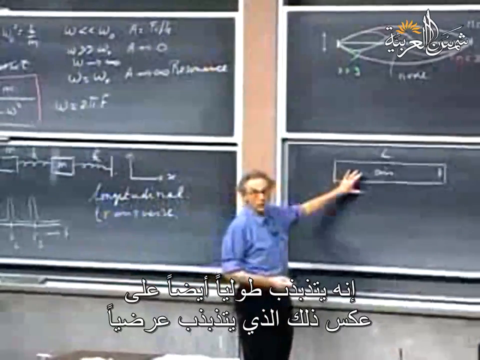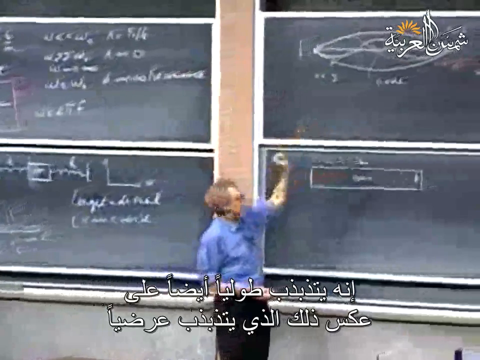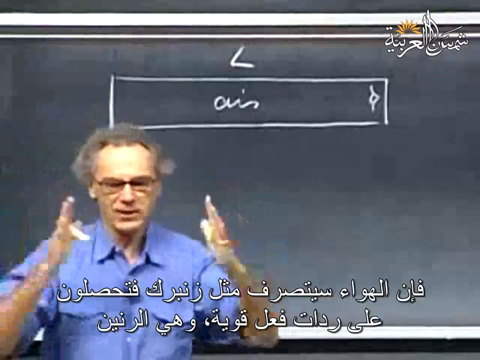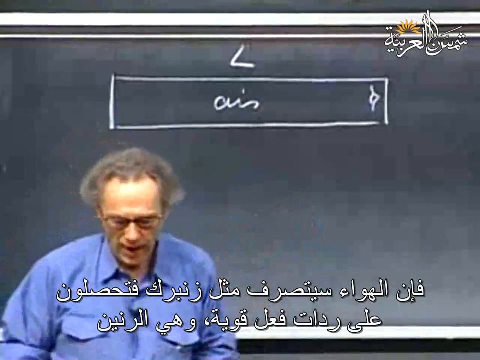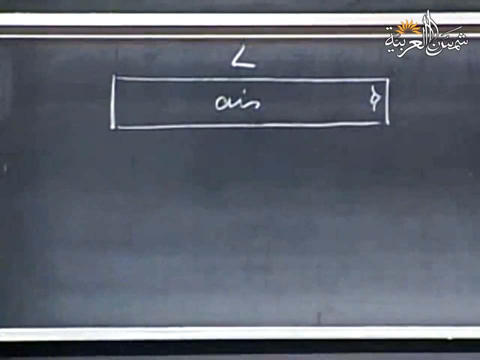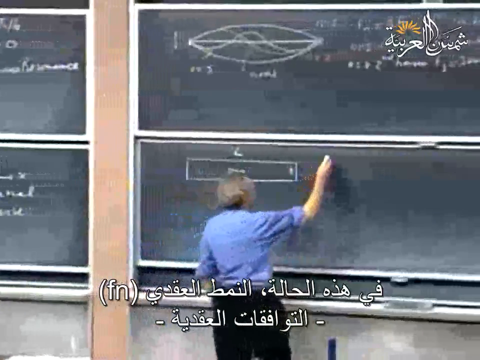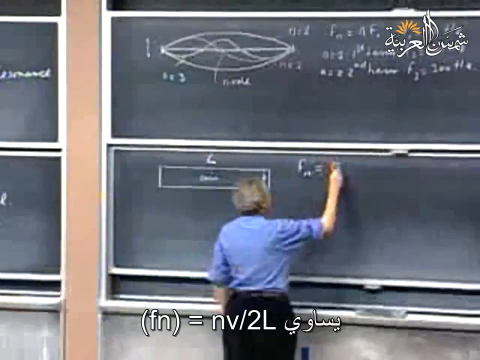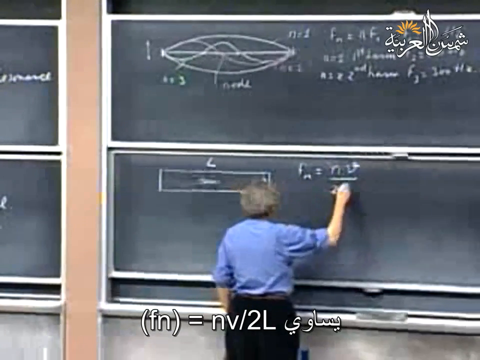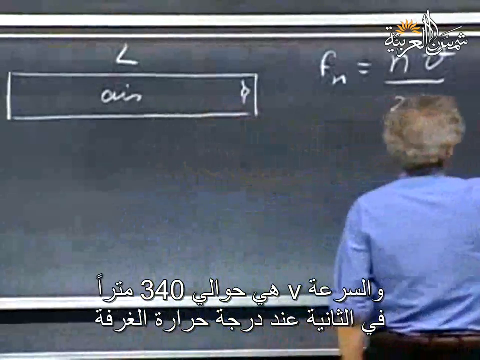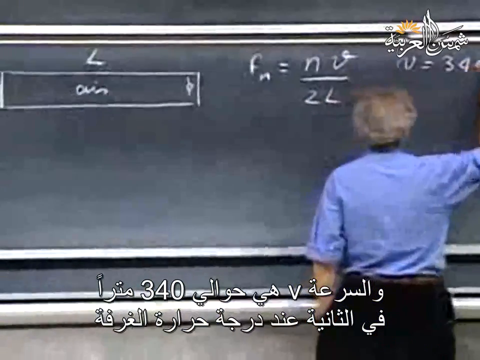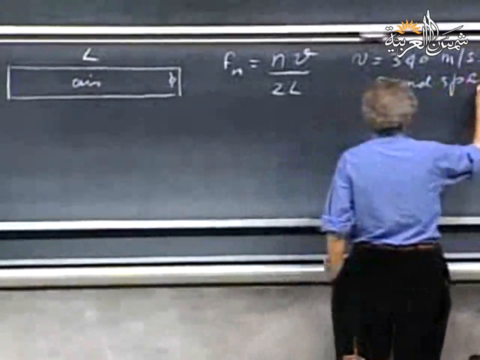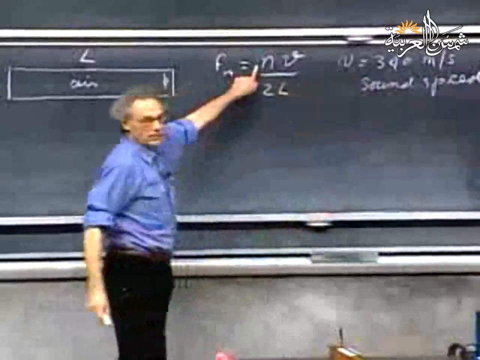It is also a longitudinal oscillation, whereas that is a transverse oscillation. So you make pressure waves inside, and if you do that at the right frequency, the air acts like a spring, and then you get strong reactions, which are the resonances. In this case, the nth mode, the nth harmonic, is given by n times the velocity of sound divided by 2L. And V is about 340 meters per second at room temperature, so it is the sound speed. Notice it's again linear in n.